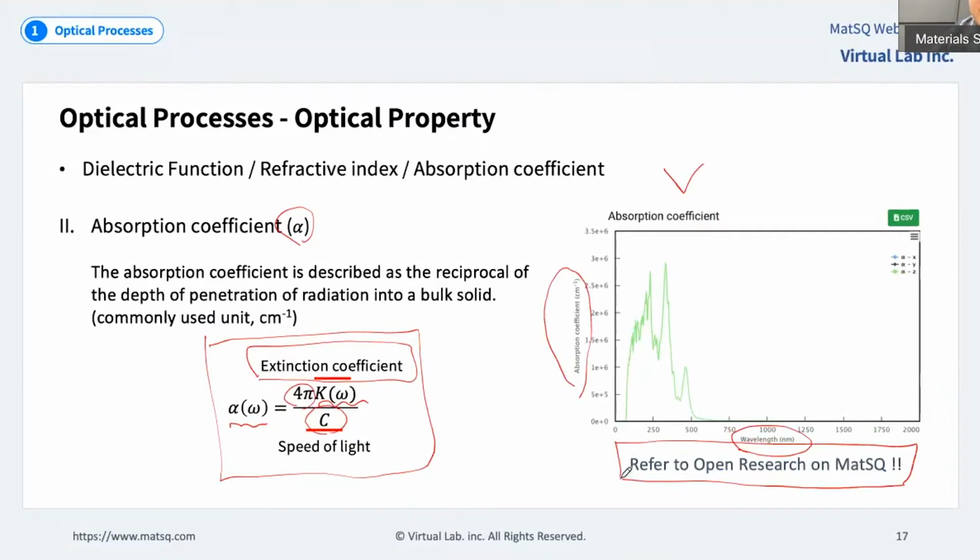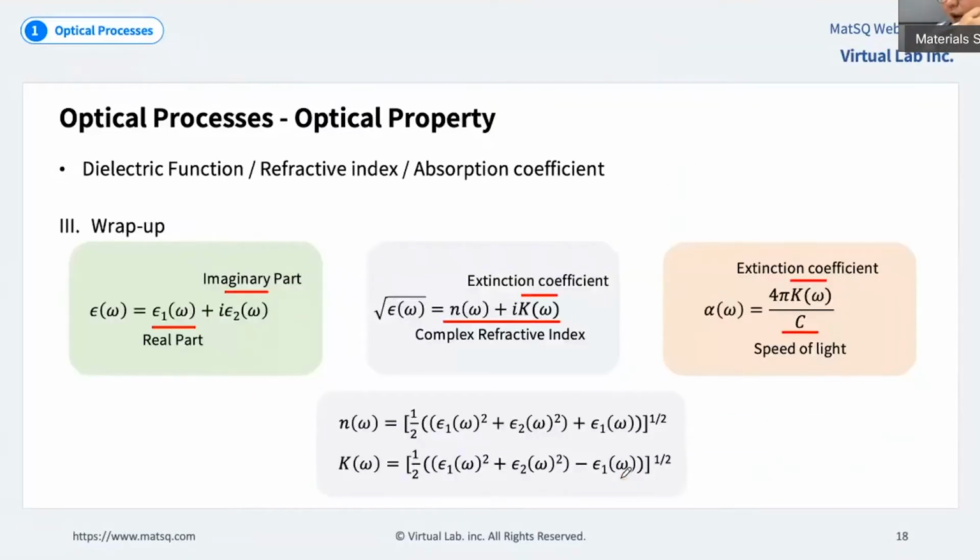Materials Square tries to allow users to easily calculate various properties of materials at a very reasonable price. So today I mentioned optical properties and optical processes. The dielectric function epsilon as a function of omega can be written like this. The extinction coefficient relation with the dielectric function can be expressed by the complex refractive index. Finally, we can get the absorption coefficient alpha as a function of omega by using the extinction coefficient and the speed of light.